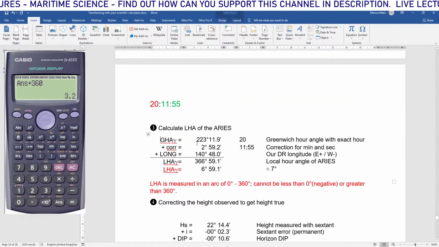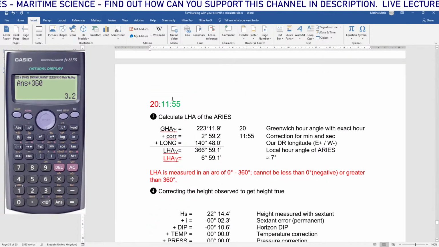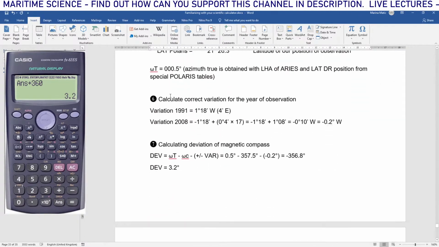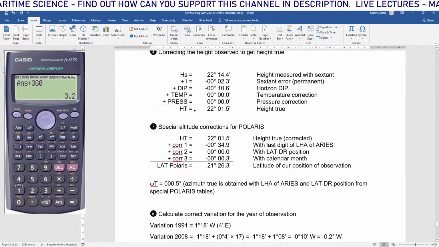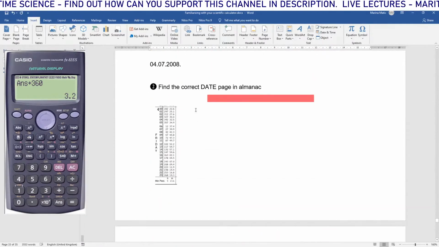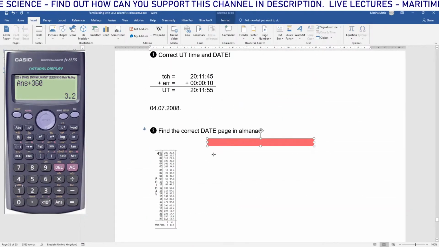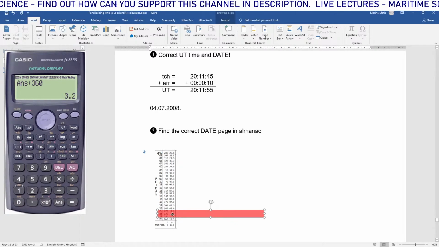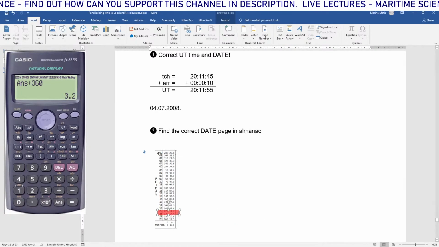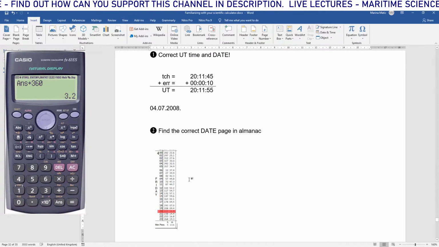I can shrink this a little so everything fits on the same page. Yeah, okay. So that's it. So let's go back to the beginning. We can put this here under 20. So this is where I got the value 20.